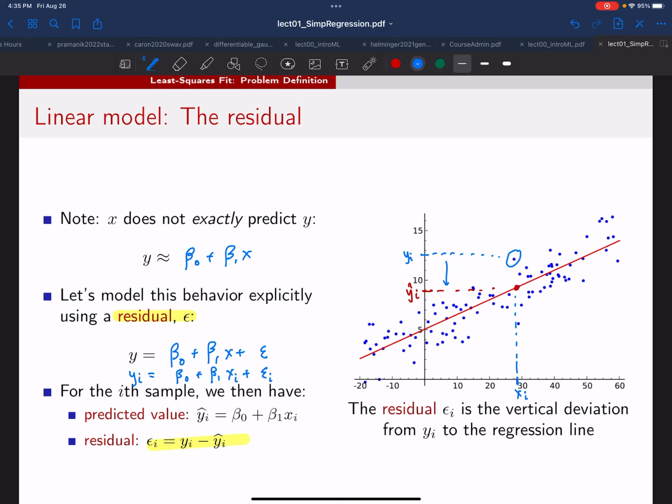So I'll do this in green. Epsilon i is this. If you want to think about all the different epsilon i's, you can think about all the different lines; these are all the different errors in the model for all the samples. So essentially what we want to do eventually is adjust that line, choose the parameters beta 0, beta 1, to somehow make those errors small, right? Because the smaller we make those errors, the better the fit between our model and the data.